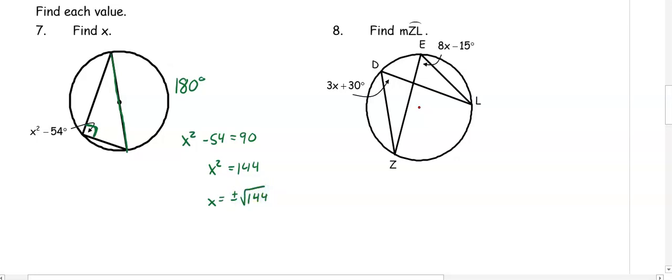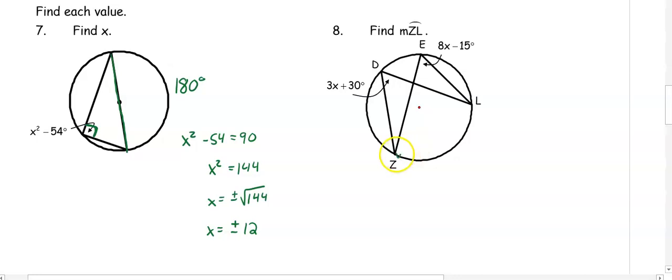Usually we get rid of the minus when we're doing something like the Pythagorean theorem because we know side lengths can't be negative. But in this case, we're going to keep the negative. So when we take the square root of 144, we get 12, so x equals plus or minus 12. So we would keep both solutions in this case.